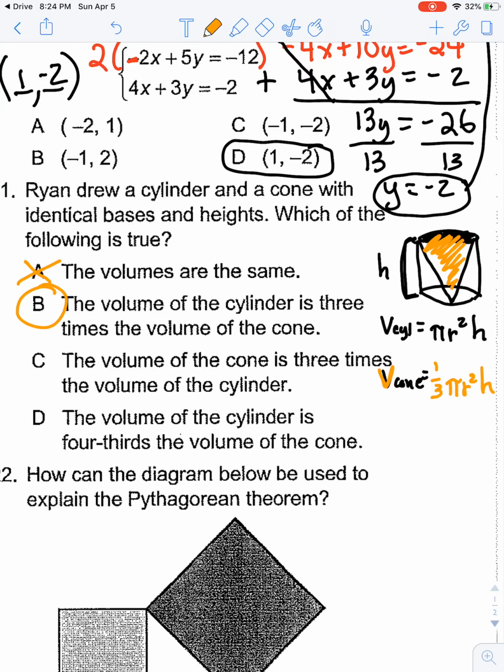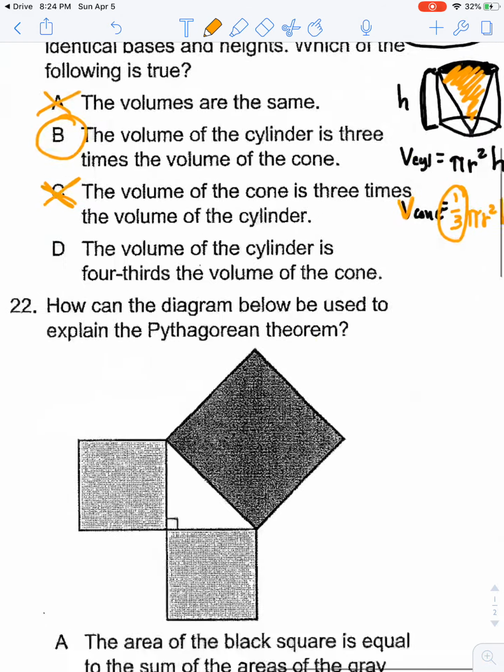Yes, that's exactly what I just said. That's going to be our answer. And let's look at the other ones to make sure that we understand why they're wrong. The volume of the cone, for C, the volume of the cone is 3 times the volume of the cylinder. They've gone backwards on that. If you look at it, they're saying that the volume of the cone is bigger when we know that the volume of the cylinder is bigger. So that's the opposite of what we want. And D, the volume of the cylinder is 4/3 the volume of the cone. That's not taking into account the 1/3 that we've got there.